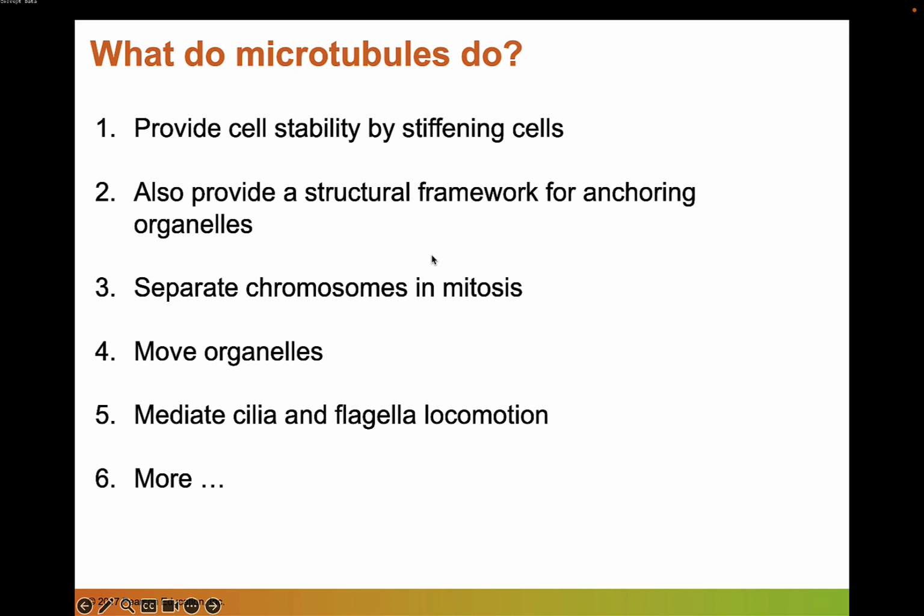Okay, microtubules do a lot in the cell. They provide stability by stiffening cells. They also provide a structural framework for anchoring organelles. So without microtubules, the ER and the Golgi will just turn into vesicles and kind of disappear. Microtubules play a really important role for separating chromosomes in mitosis, and we'll look a lot at this. Microtubules move organelles, and they mediate the movement of cilia and flagella, okay? And they have other functions.